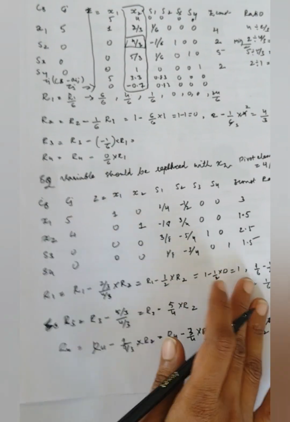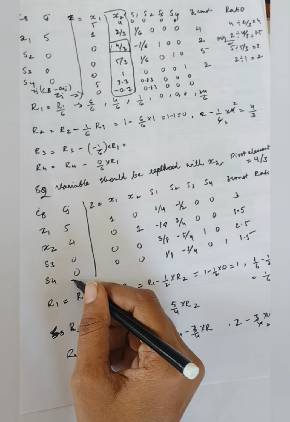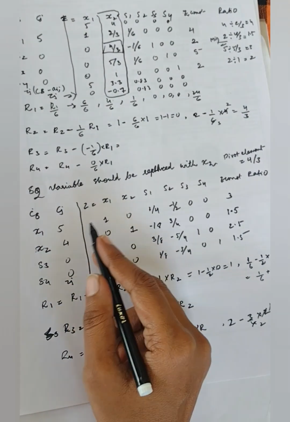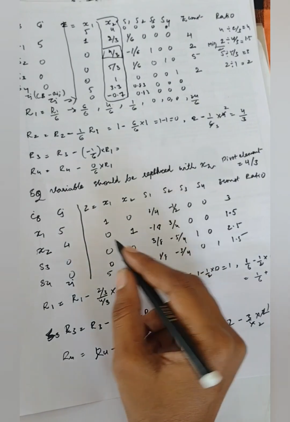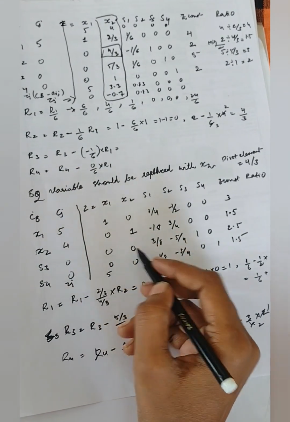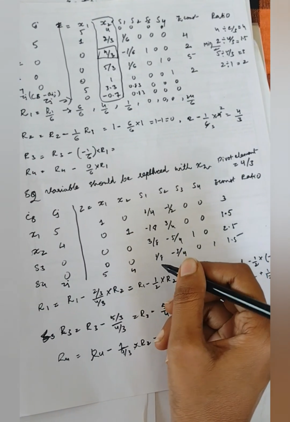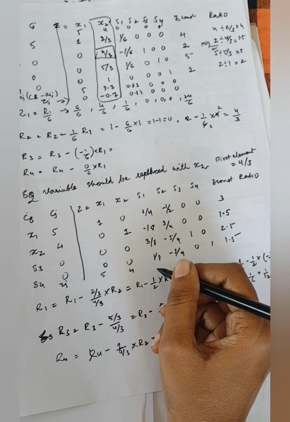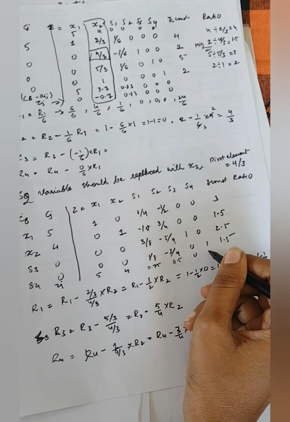Now, to find ZJ, 5 into 1, 4 into 0, 0 will get 5, and 5 into 0, 4 into 1 will get 4. Same if you do, then we will get 0.75, same 0.5, 0, 0.